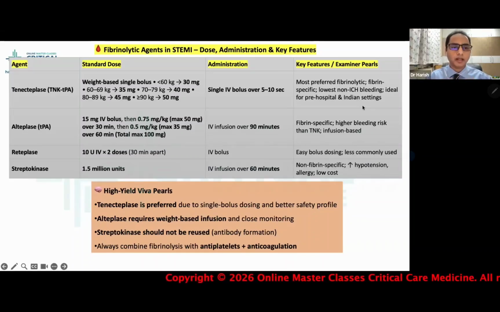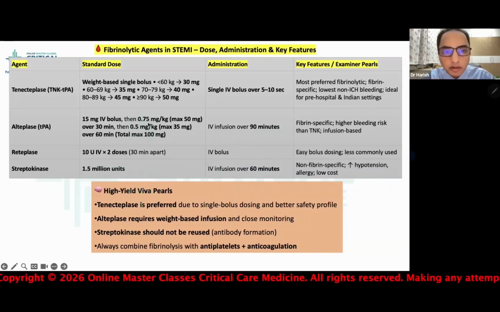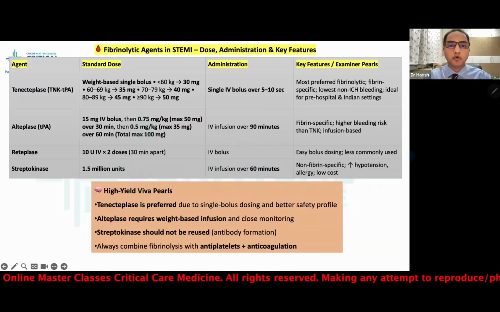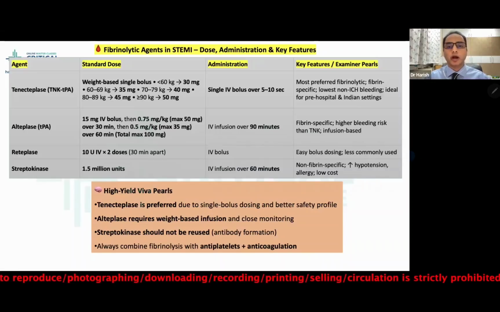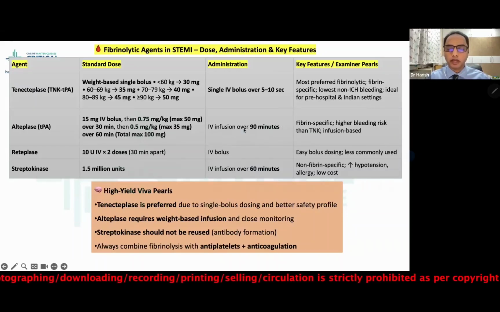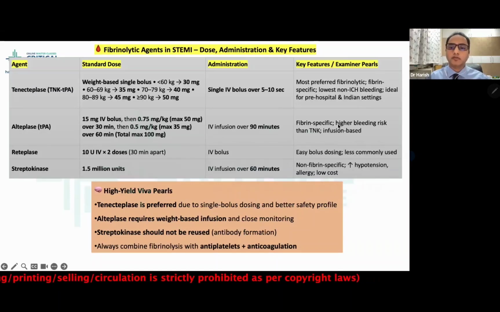Alteplase: 15 milligram IV bolus we give, then 0.75 milligram per kg, maximum dosage of 50 milligram over 30 minutes, then 0.5 milligram per kg, again maximum of 35 milligram over 60 minutes, total maximum 100 milligram. IV infusion over 90 minutes is the therapy with alteplase. Again here it is also fibrin specific, but there is a higher risk of bleeding as compared to tenecteplase, which is the infusion-based bleeding.